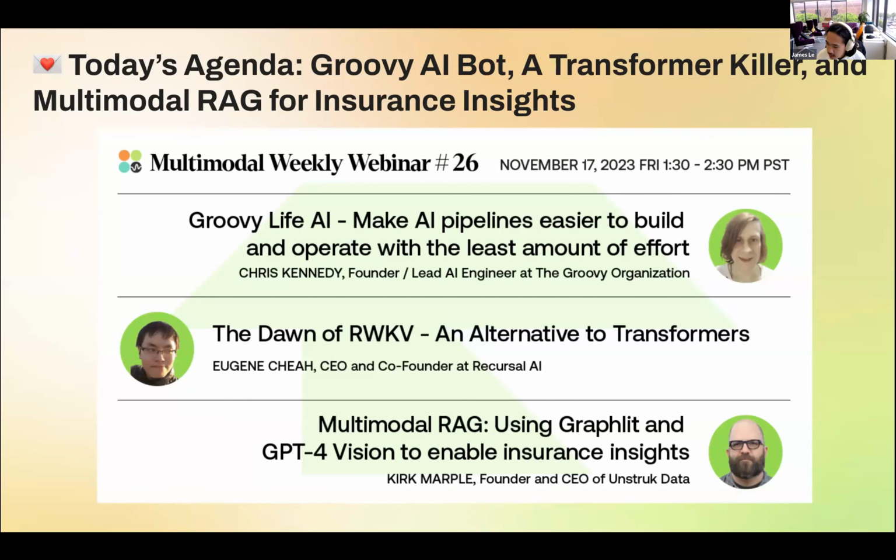The second speaker is Eugene Cheah, the CEO and co-founder of Recursal AI. He will give a talk about RWKV, which is, I'd say, a new architecture that is designed to replace the transformer. And fun fact, I've known Eugene since last year. He was actually one of my housemates in my previous co-living place in San Francisco. So we connected, and our paths crossed again. Now he's working on an AI startup that's trying to improve the state-of-the-art models. So it's very exciting to hear more about the origin of that project and how it will evolve in the coming years.